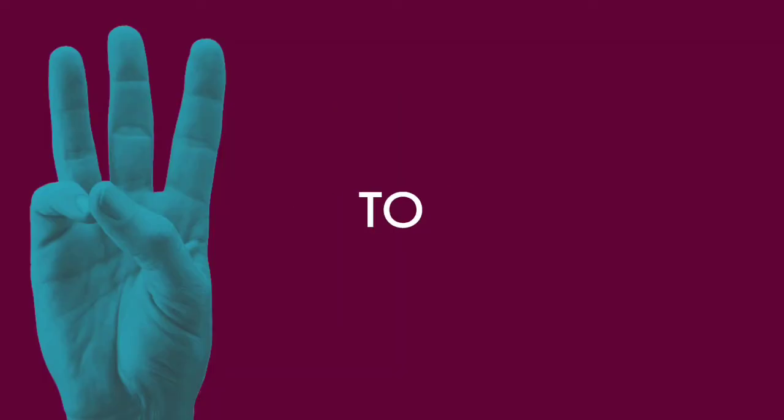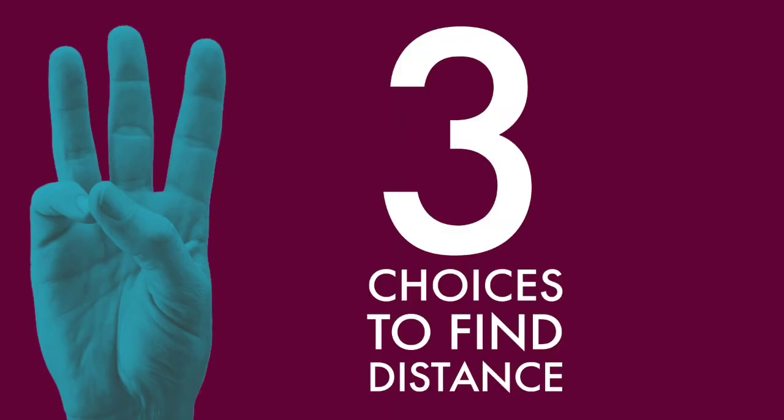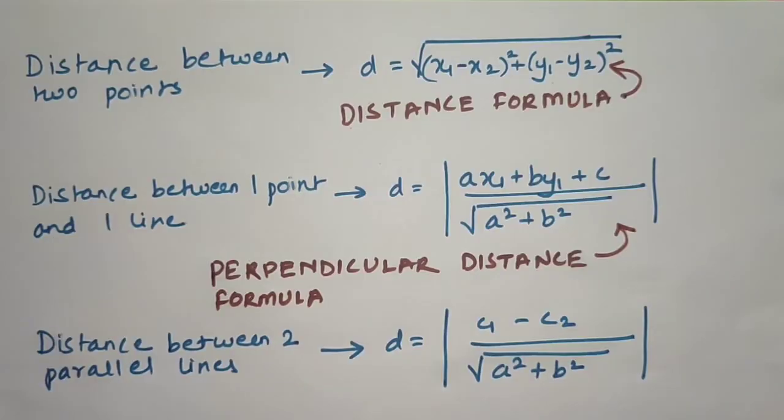Right, there are 3 choices to find distances. Number 1 is the distance between 2 points, where we use d equal to root of (x1 minus x2) the whole square plus (y1 minus y2) the whole square. This is also known as the distance formula.